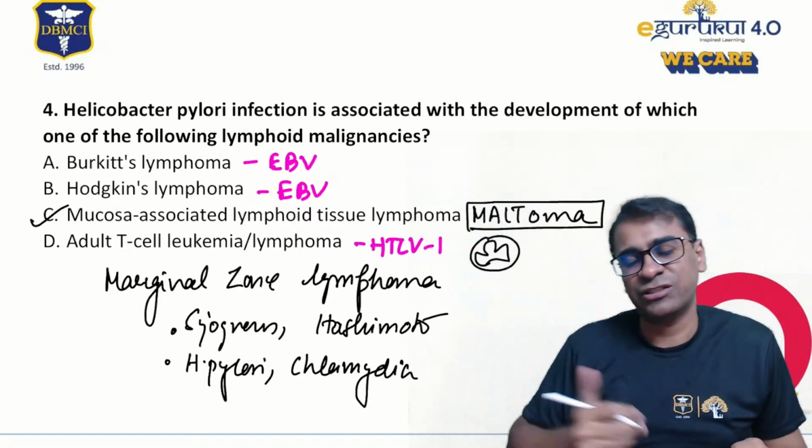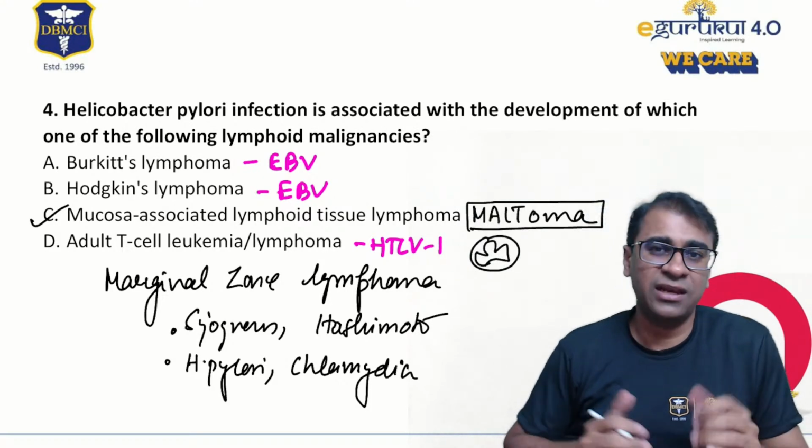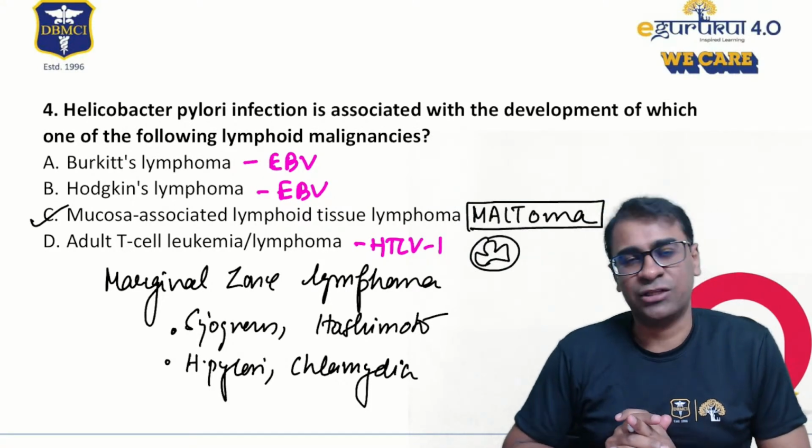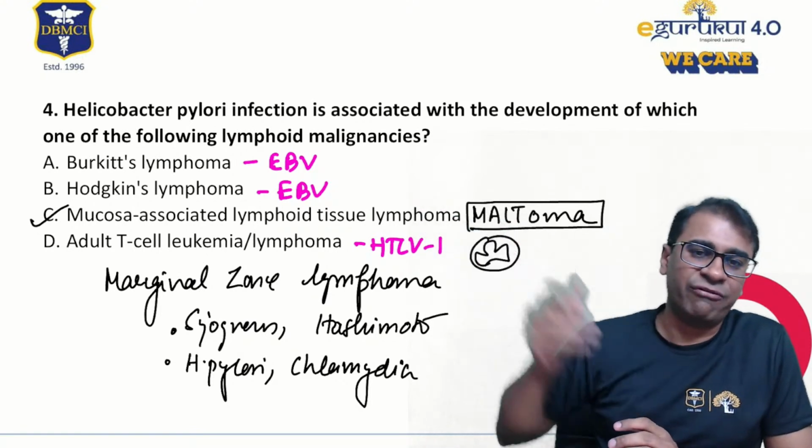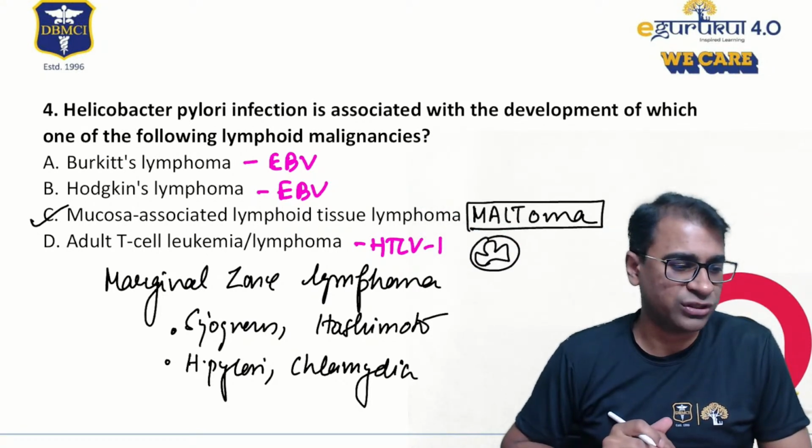Hodgkin lymphoma, as you all remember, shows the Reed-Sternberg cell and has classical and non-classical, the two types of Hodgkin's lymphoma. Anyway, the infection is Epstein-Barr virus for both Burkitt and Hodgkin's lymphoma. Correct.